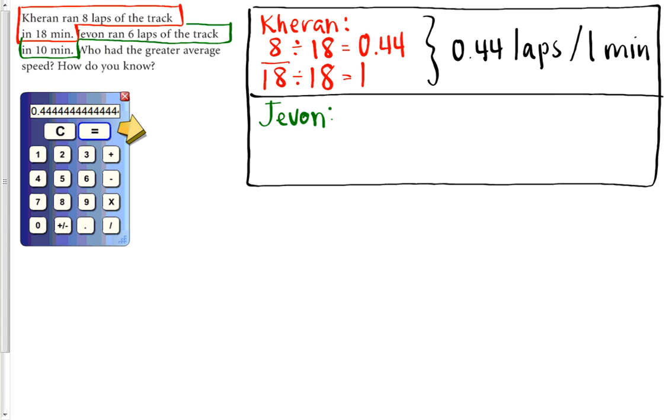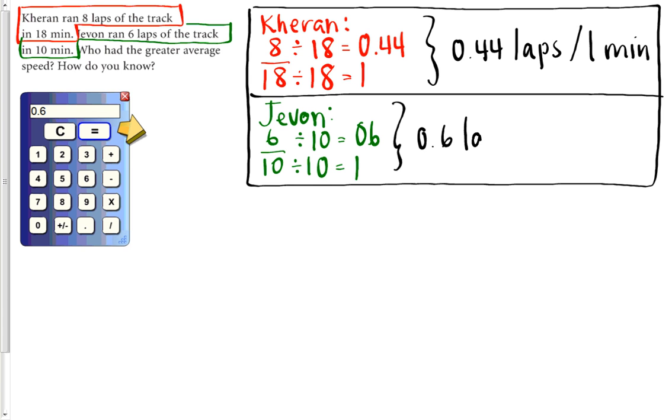So Javon did 6 laps in 10 minutes. I divide that denominator by itself, the second term, so I get a 1. I do the exact same thing to the top. Go over to my calculator, clear it off. 6 divided by 10 equals 0.6. Okay, so 0.6. So what that tells me then is that Javon was 0.6 laps per 1 minute. So obviously, Javon is faster.